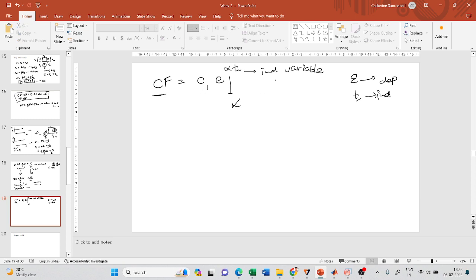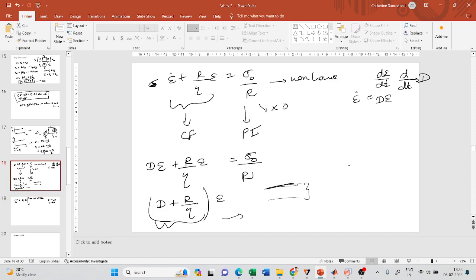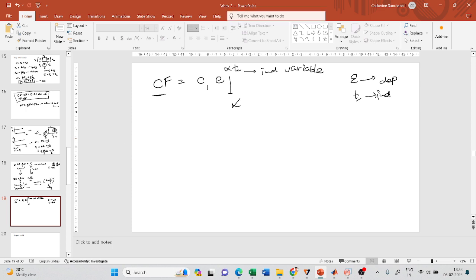Since the root is real, the root of this factor, D plus r by eta, is minus r by eta, right? Since this root is real and there's only one unique root, the equation of my characteristic function is c1 into e power alpha into t. So instead of alpha, I have to substitute the root, which is minus r by eta, into t.